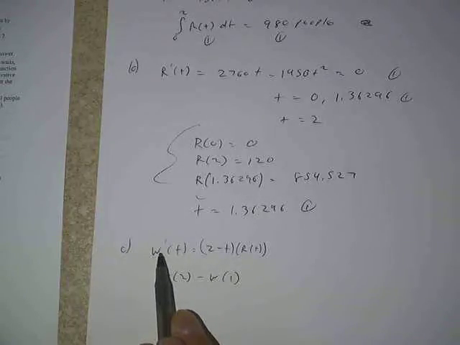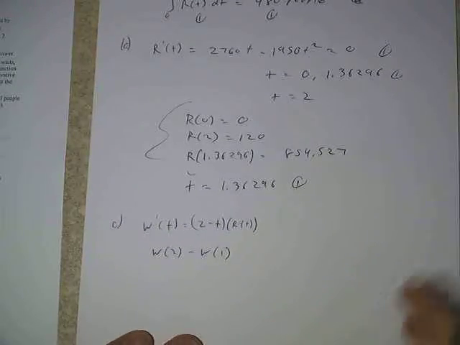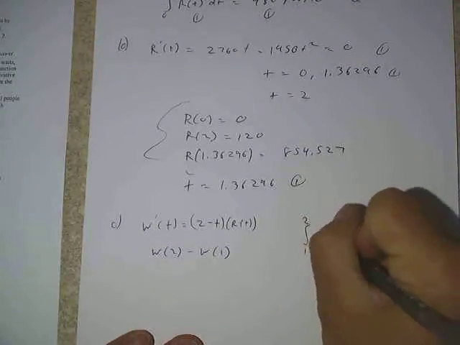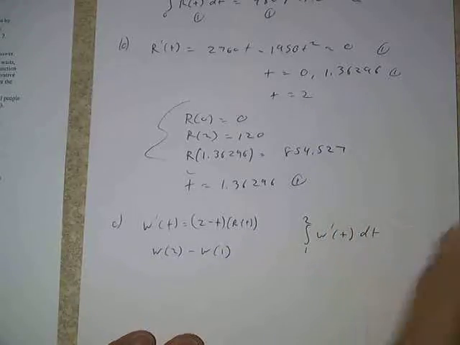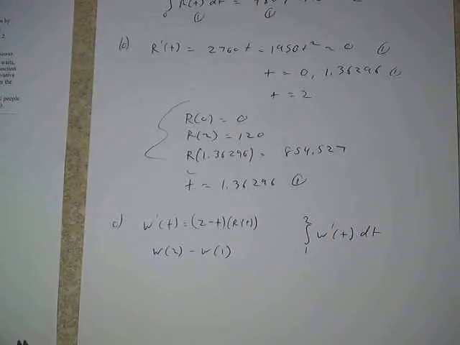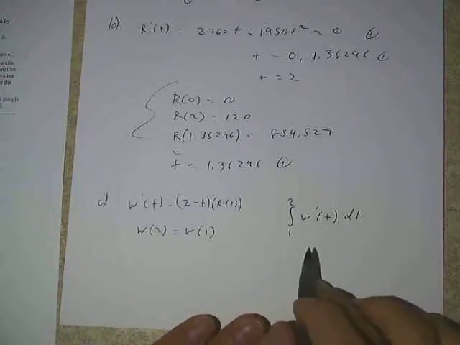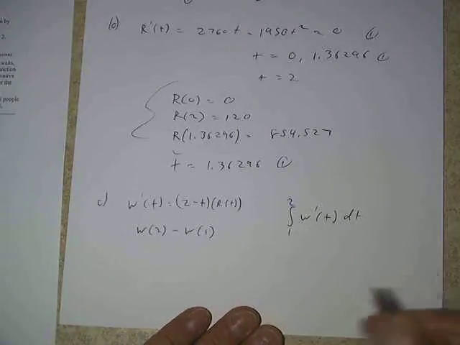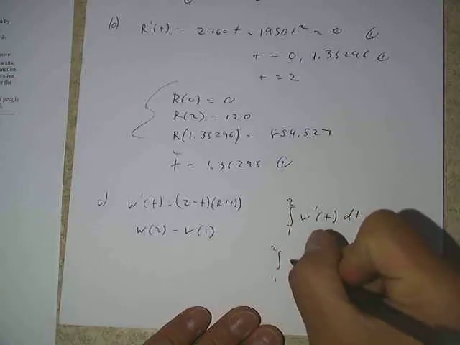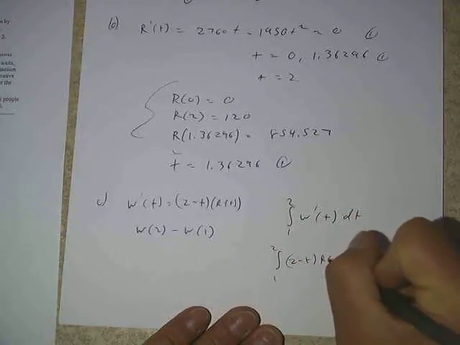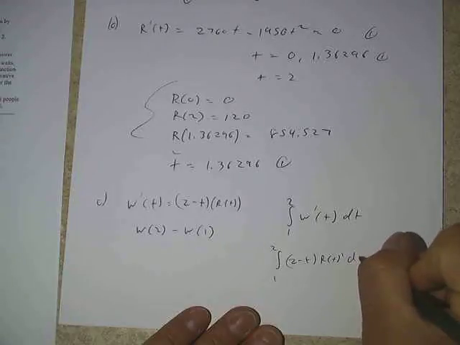Alright, so keep in mind that the giveaway here is that if we need to find W of 2 minus W of 1, wouldn't these W's come from the integral of W prime? If we integrated W prime, wouldn't the answer be W of 2 minus W of 1? Because what is the antiderivative of W prime? W. And if we use the fundamental theorem, we'd get W of 2 minus W of 1. Fair enough?